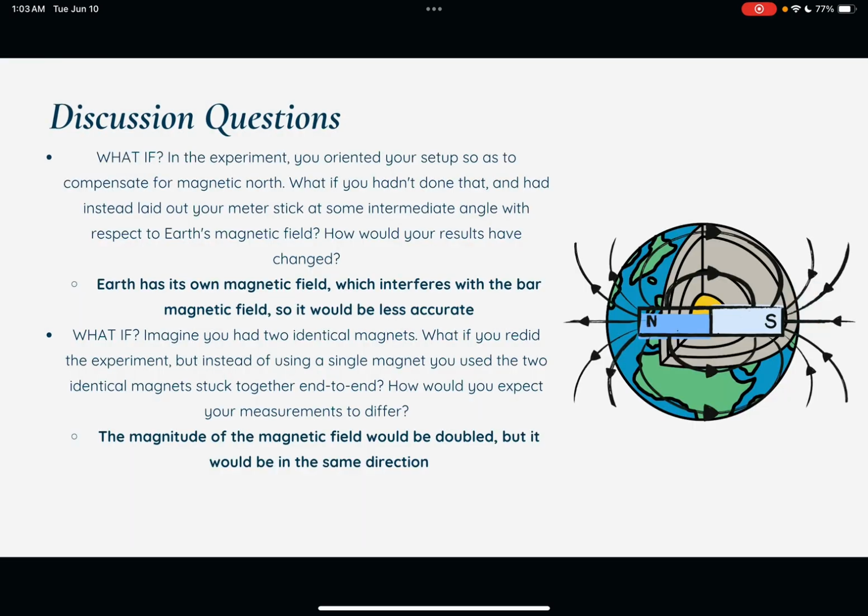Discussion questions: what if we didn't compensate? We compensated for the magnetic north, and if we instead laid out the meter stick at an angle with respect to Earth's magnetic field, because Earth has its own magnetic field, it would be less accurate. And if we had 2 identical magnets stuck together end to end instead of a single magnet, the magnitude of the magnetic field would be doubled, but it would still be in the same direction.